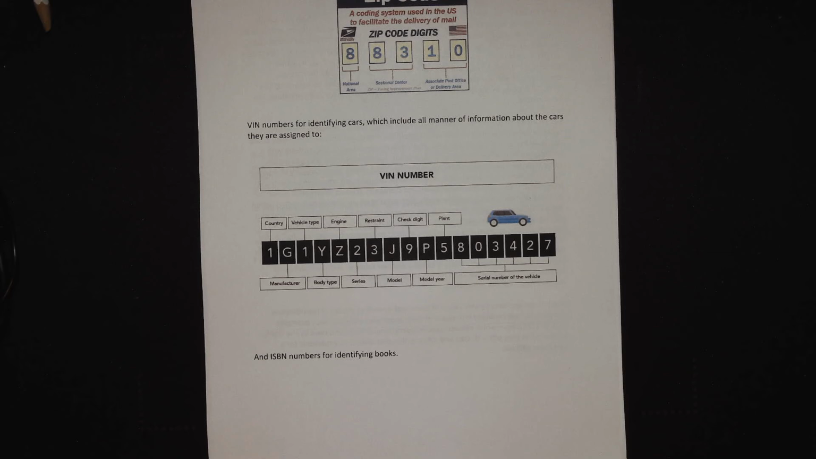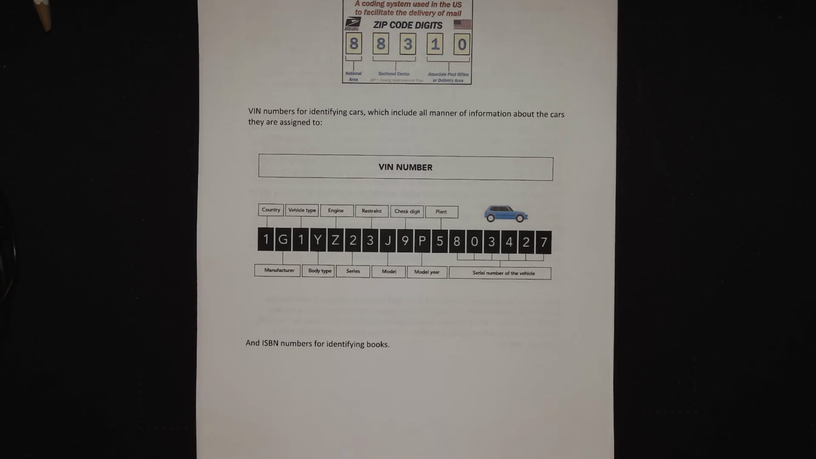Another example of a well-known number scheme is ISBN numbers for identifying books.